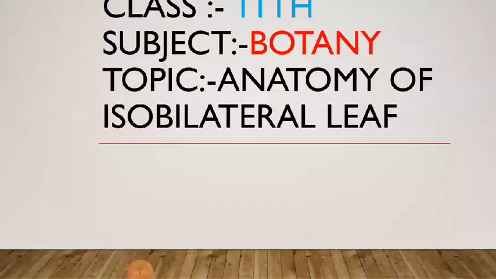Dear students of 11th class, our today's topic of botany is anatomy of isobilateral leaf. So far as this leaf is concerned, we simply take here a monocot leaf.